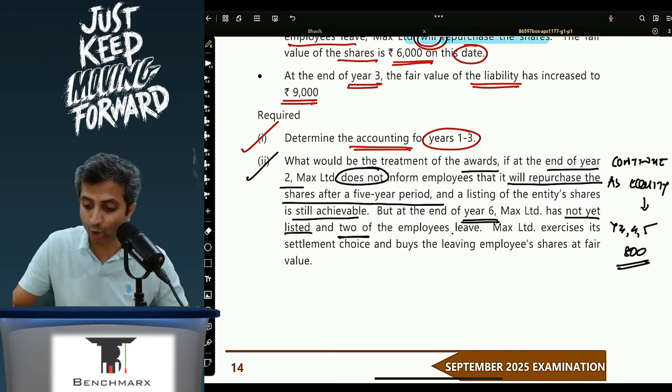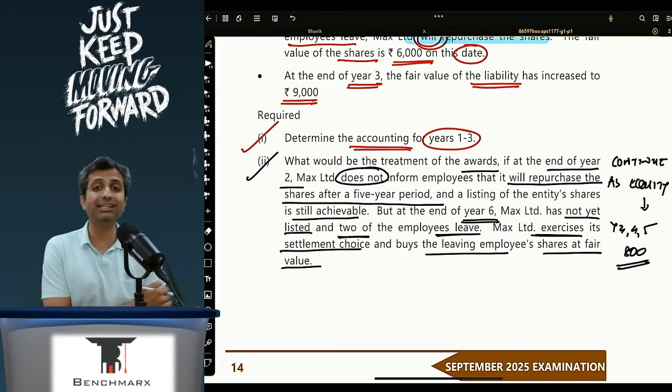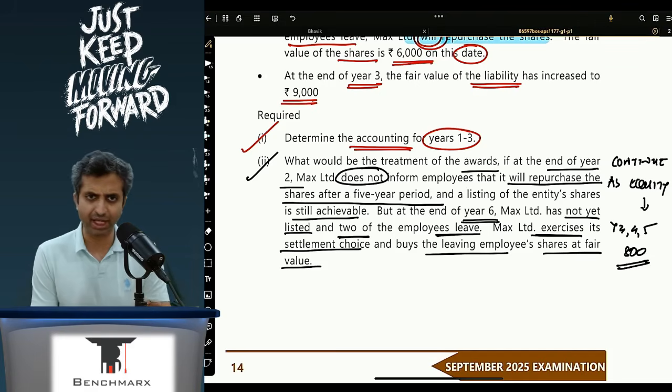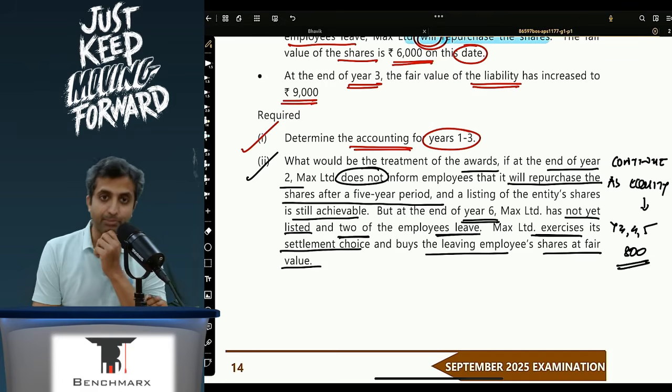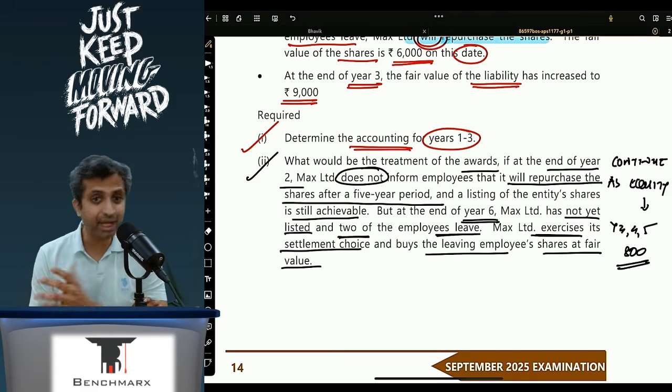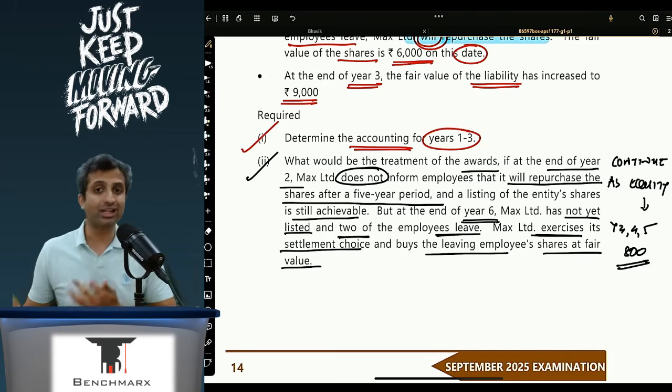And 2 of the employees leave. Max exercises its settlement choice and buys the leaving employees' shares at fair value. Now when these 2 employees leave, Max at its own discretion has decided to pay based on the fair value. So your entry will be SBP reserve account debit to bank, and there would be a difference. The question is, what about the remaining employees? Will the remaining employees' plan automatically become an SBP liability? The answer is no, not necessarily.